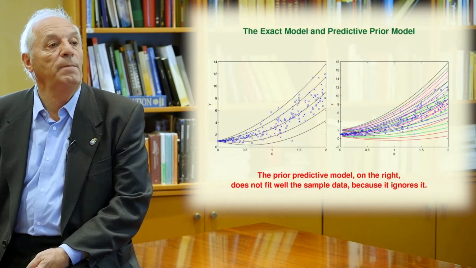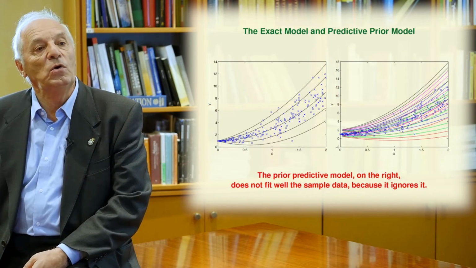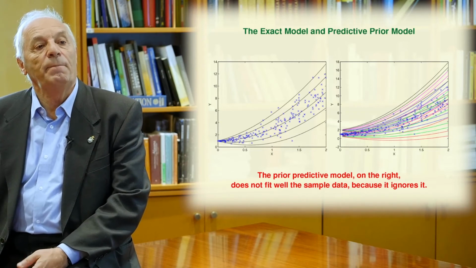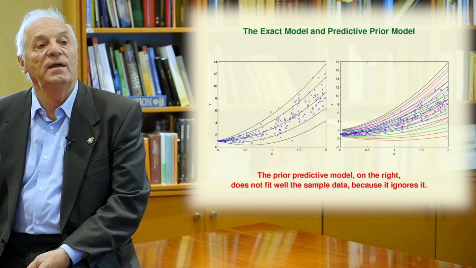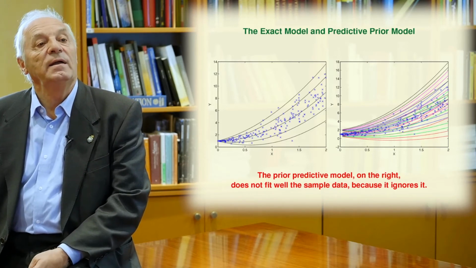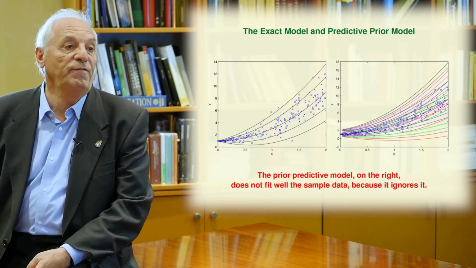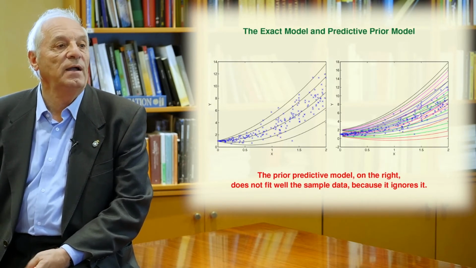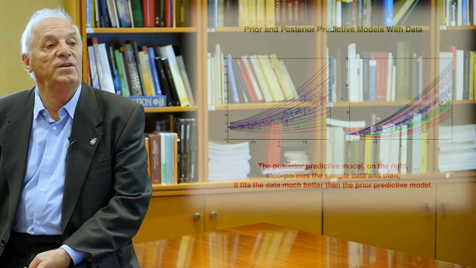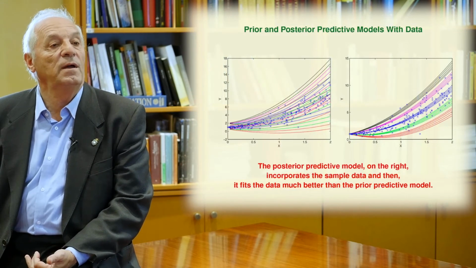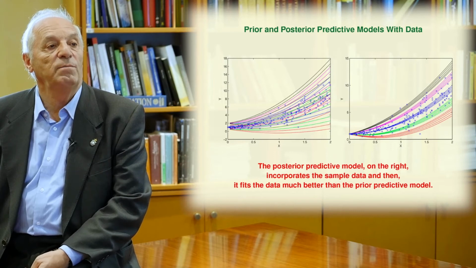And this is the prior predictive model on the right. Look that the percentiles now are very poor because we didn't include the sample data, and then it doesn't fit very well. However, in the posterior on the left, we have included the sample data, and then it has been corrected, and we have a very nice fit. And in this plot, we have the prior predictive and the posterior. You can see the very big difference between one and the other.